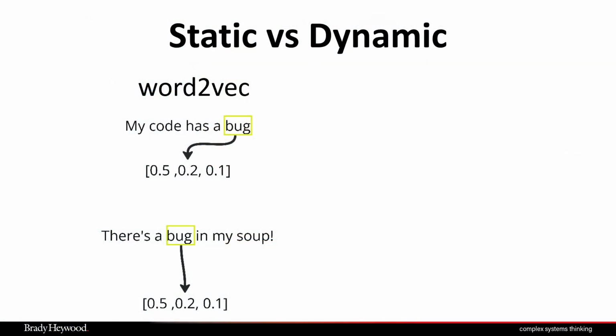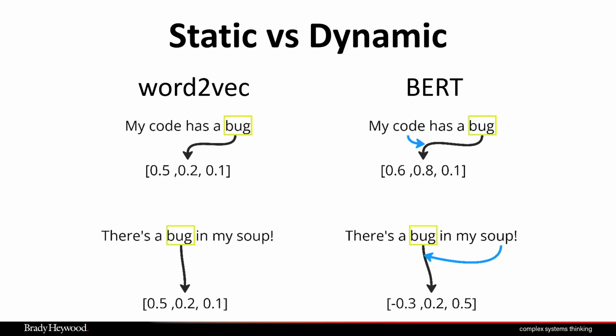A bit more on this. Static embeddings produce the same vectors for a word, regardless of the context it's used in. So "my code has a bug" and "there's a bug in my soup" would produce the same word embedding, regardless of their context. Whereas a model like BERT would produce vectors for a word that are then modified by the presence of the neighboring words. This is the role of the attention mechanism, which selectively modifies the vector based on the relevance of surrounding words.